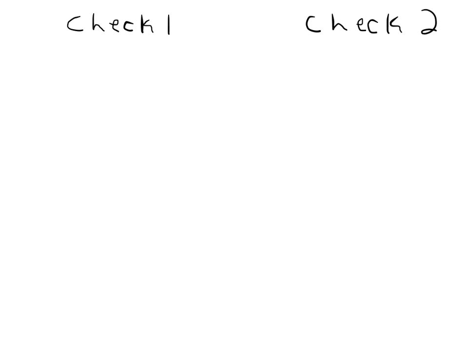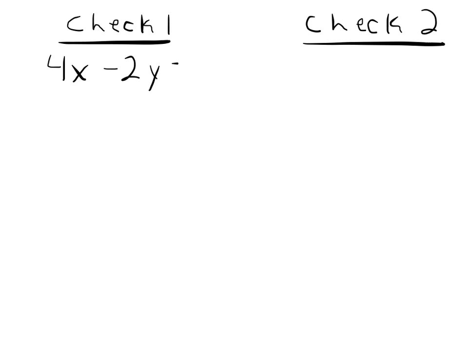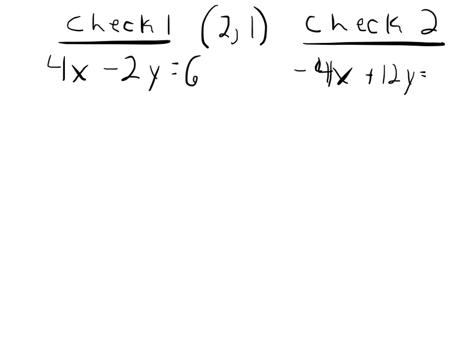And again, in order to be a solution to a system, it has to make both equations true, both of them. So I'm going to rewrite the original, 4x minus 2y is equal to 6. And I'm just going to write my ordered pair right up here in the middle, so I think it was 2, 1. And then equation number 2 was negative 4x plus 12y was equal to, what was that equal to? 4.